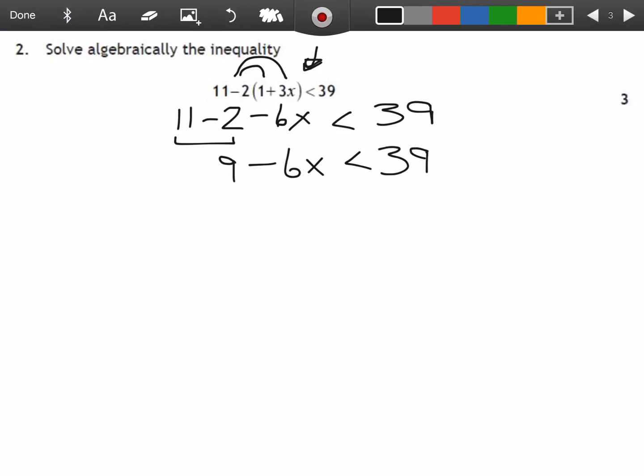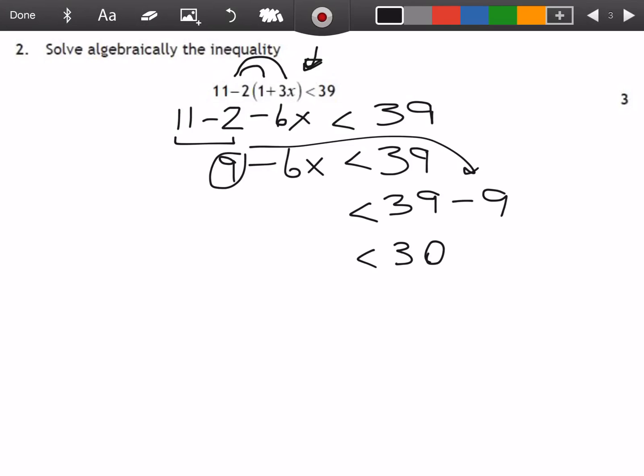Okay, now just like equations, we get the x's on one side. I would leave the x's on this side. I'm going to do it this way because this is probably the most common way people would do it. Please be careful. If we move this 9 across, we've got 39 take away 9, which obviously is 30. What have we got on the left-hand side? It's not 6x. This is negative 6x. Okay, so it's negative 6x that's less than 30.